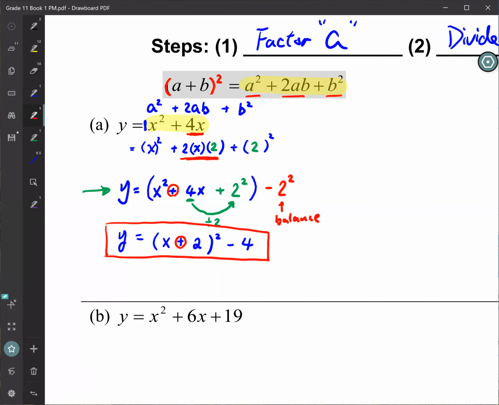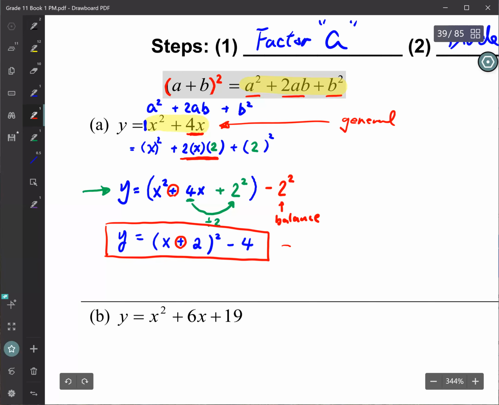So we just went from general form to standard form. The one you had at the beginning is the general form. This one is the standard form. And what's the APQ now? Let's double check the APQ.